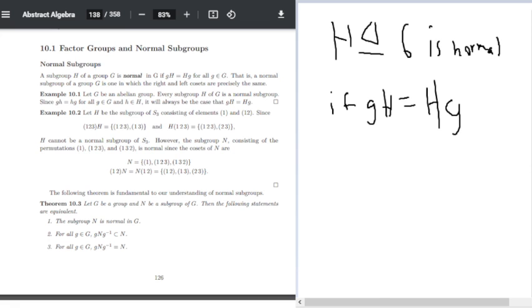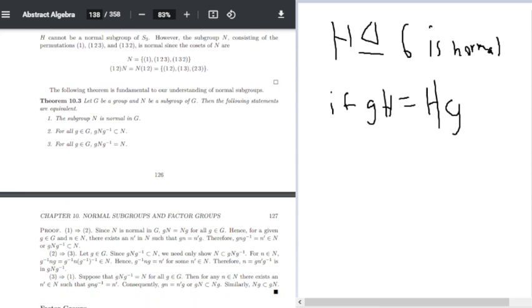However, the subgroup N, consisting of the permutations (1), (1 2 3), and (1 3 2), is normal, since the cosets of N are N equals {(1), (1 2 3), (1 3 2)}, and (1 2)N equals N(1 2) equals {(1 2), (1 3), (2 3)}. The following theorem is fundamental to our understanding of normal subgroups.